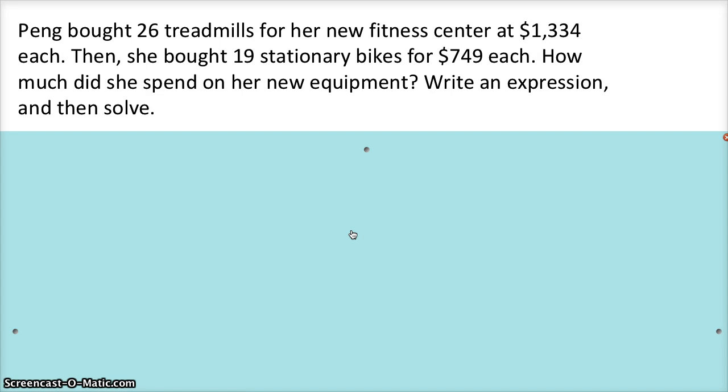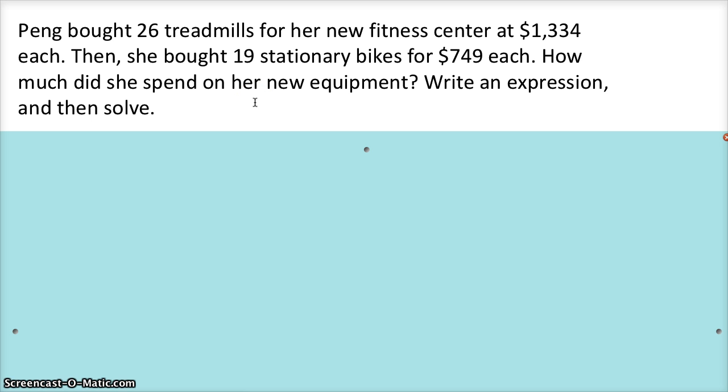This is problem 3 and 4 for the problem set for lesson 9, module 2. So the problem says Peng bought 26 treadmills for her new fitness center at $1,334 each. Then she bought 19 stationary bikes for $749 each. How much did she spend on her new equipment? Write an expression and then solve.